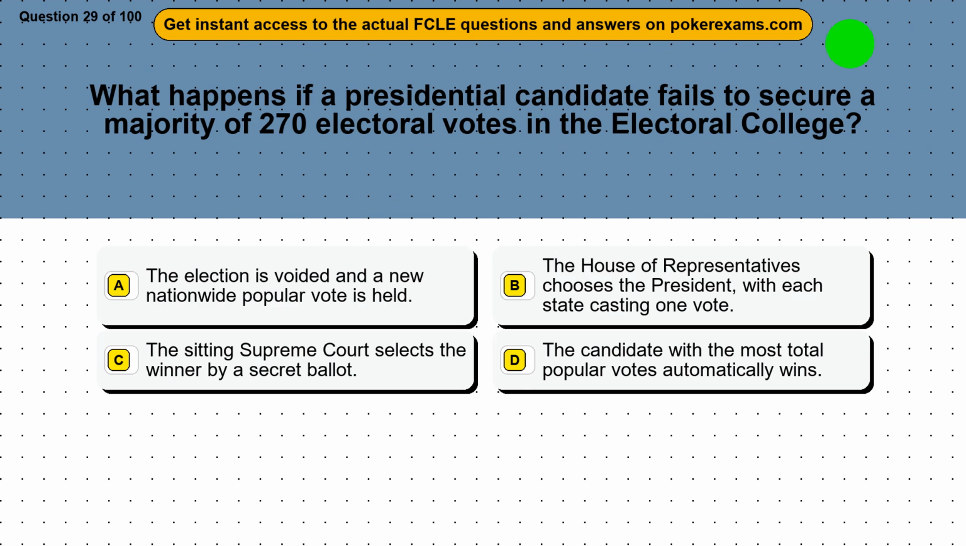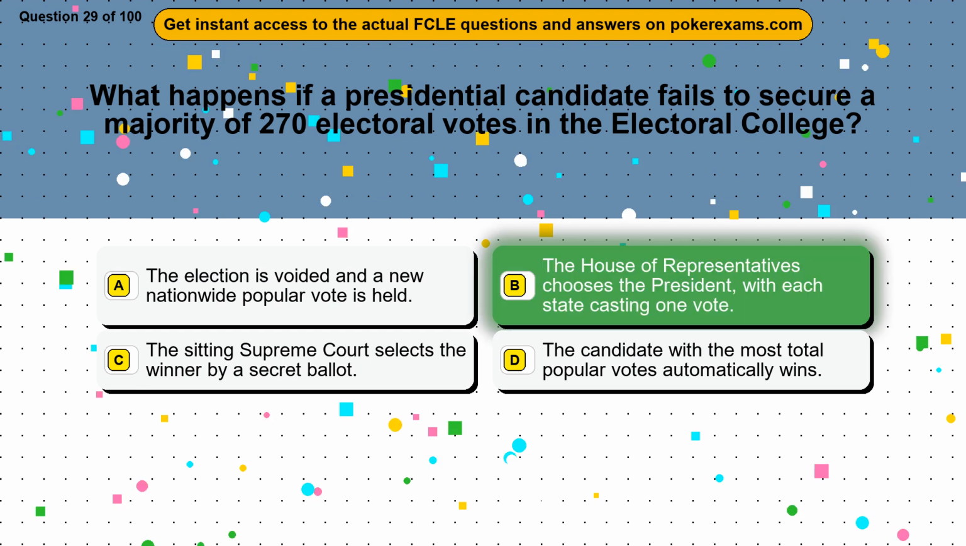Question 29. What happens if a presidential candidate fails to secure a majority of 270 electoral votes in the Electoral College? Option A. The election is voided and a new nationwide popular vote is held. Option B. The House of Representatives chooses the president, with each state casting one vote. Option C. The sitting Supreme Court selects the winner by a secret ballot. Option D. The candidate with the most total popular votes automatically wins. The correct answer is option B.